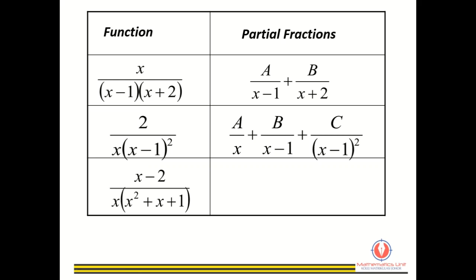Next function, x minus 2 over x multiplied by x squared plus x plus 1. This factor cannot be factorized. So the partial fraction is a over x plus bx plus c over x squared plus x plus 1. One of the denominator factors cannot be factorized, so we make the partial fraction with bx plus c over x squared plus x plus 1.